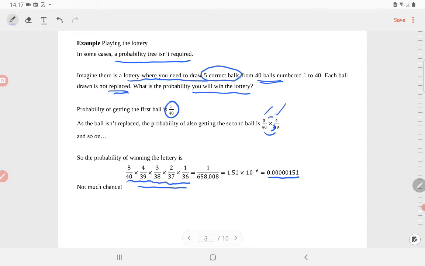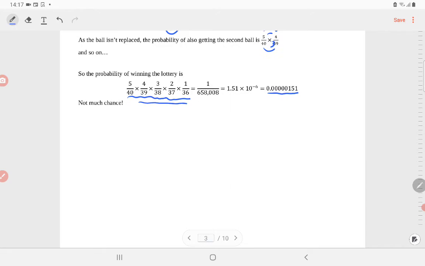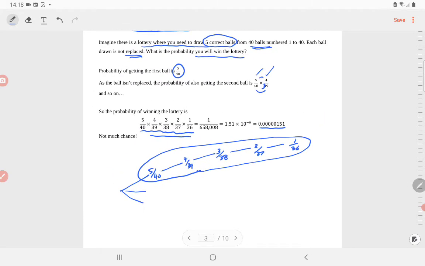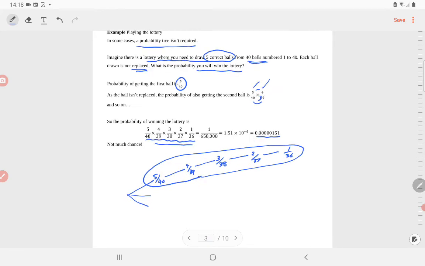Okay, if we were going to do a tree, the first ball is 5 on 40, the second ball correct, 4 on 39, the third ball 3 on 38, and so on, 2 on 37, 1 on 36. And these are all the other balls, but we don't need them because we only want the winning balls, and these are them there. So in this kind of question, you don't really need to draw a tree.